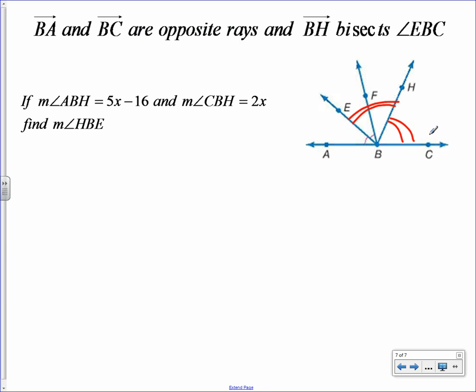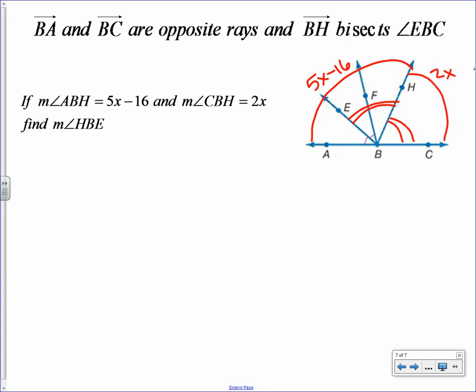Okay, so I'm going to label what I know. I haven't done anything fancy. I've just done the setup that we did on the last part. Okay, so angle ABH, that's this angle here, right? ABH is 5x minus 16, and angle CBH right here is 2x.